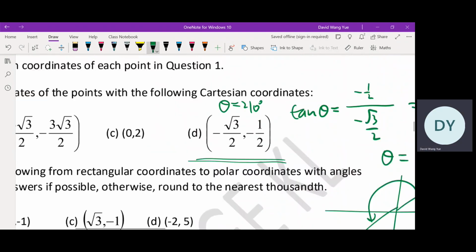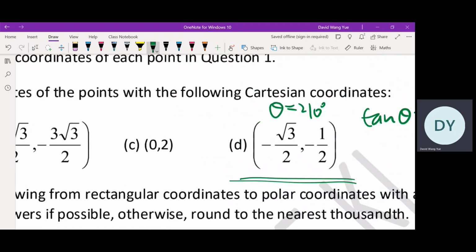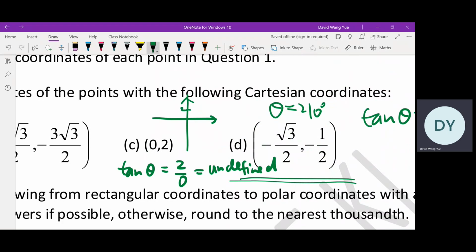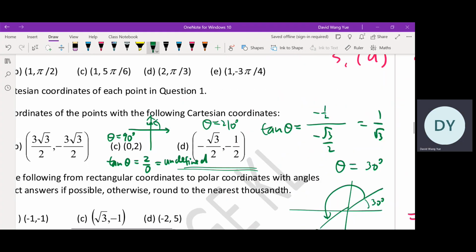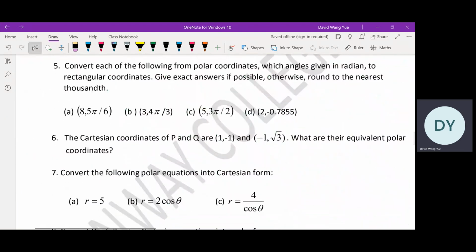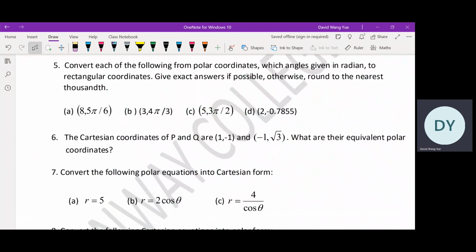For part C, you also have a problem if you calculate tangent theta. 2 divided by 0 is undefined. Then you just draw the graph and see where the point is. The point is (0, 2), on the y-axis. That's why if you look at the angle, theta is 90 degrees. No wonder you cannot use tangent, because tangent 90 degrees is undefined. So just take note that when you need to determine the angle size, it could be more challenging.